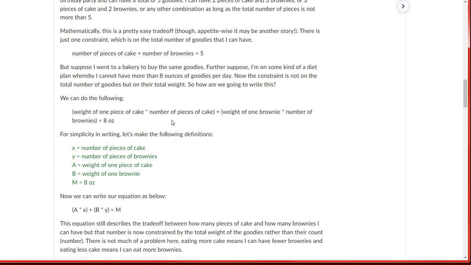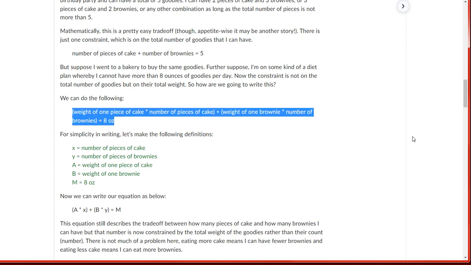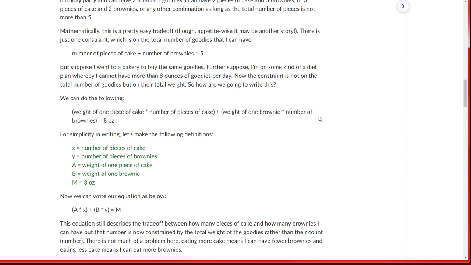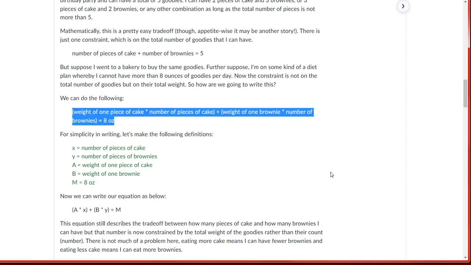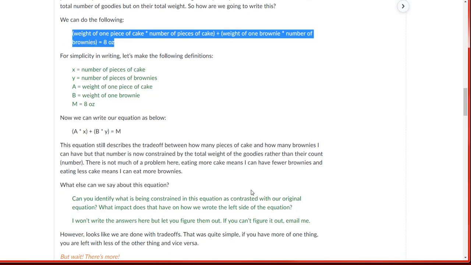What if I write my constraint equation like this, where I say, well, I'll have a number of pieces of cake and I'll have a number of brownies. All I need to know is how much does 1 piece of cake weigh and how much does 1 brownie weigh. Then if I know the weight of a brownie and the weight of 1 piece of cake, I can multiply that weight of cake by the number of pieces of cake that I want, and the weight of the single brownie by the number of brownies that I want. And I just need to make sure that the total does not exceed 8 ounces.